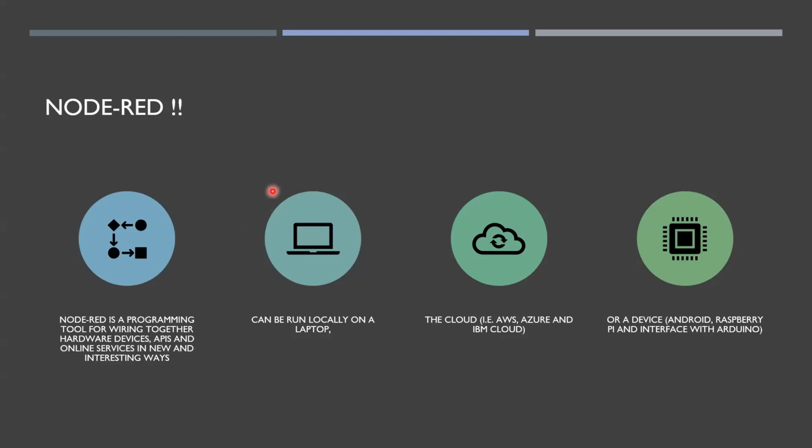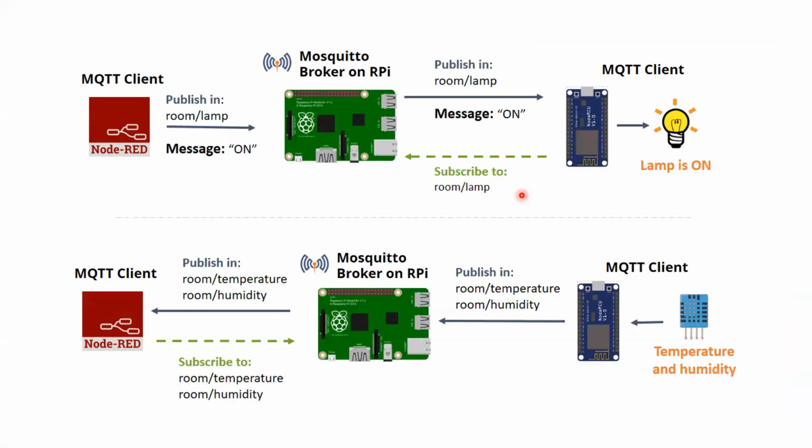It can be run in different ways: locally on your laptop, or in the cloud using Amazon Web Services, Microsoft Azure, or IBM Cloud, or on a device like a Raspberry Pi, embedded, or maybe an Android application, and so on. The model used in today's session will have an MQTT client, which in our case is going to be Node-RED.